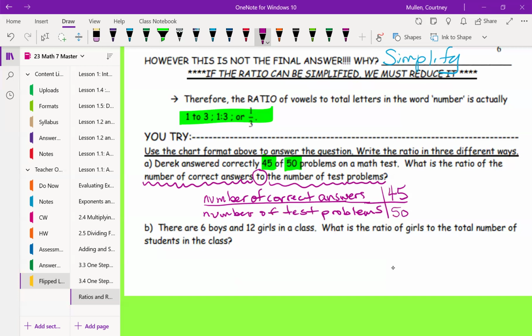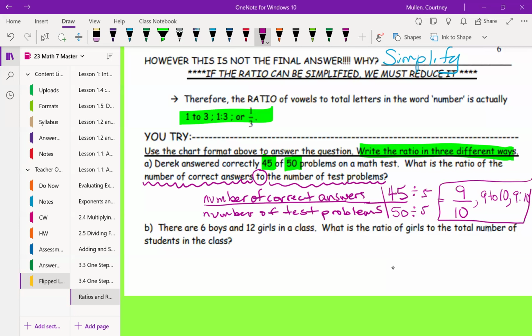We're going to go ahead and simplify by dividing by what factor? Did you say 5? Correct. And so that's going to get us 9/10. Since the instructions say to write the ratio in 3 different ways, we already have the fraction version. So we'll also write it with the word "to," and we'll also write it with the colon. And so there is our ratio. You try B.